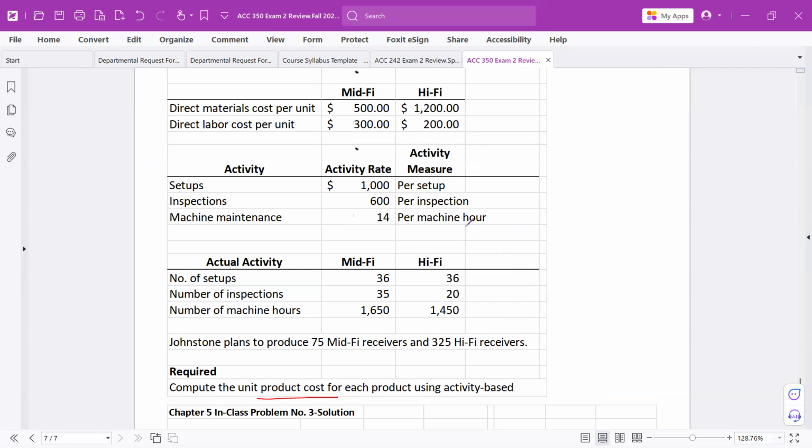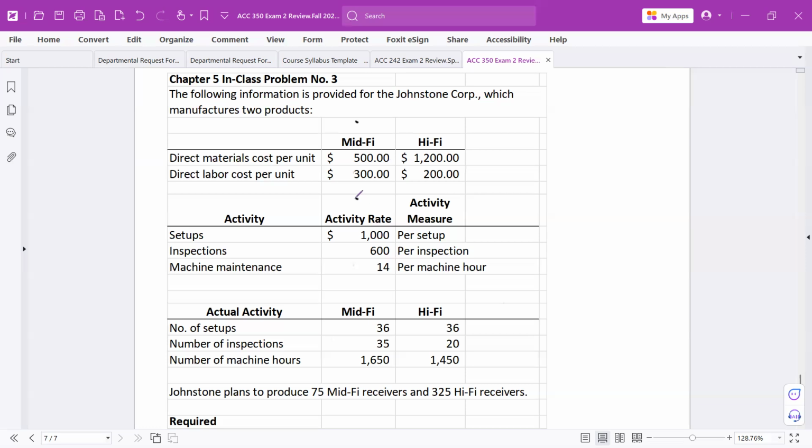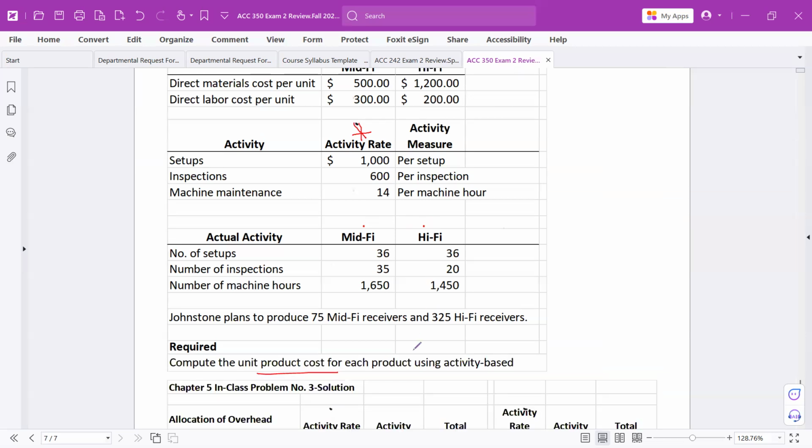So you don't have to find rates. The rates are already given. They're right here. So we have our activity rates given here. We just need to be able to use them to assign the overhead to these two products, the mid-fi and the high-fi, and then come up with a unit product cost. And remember, the unit product cost has to include materials plus labor plus overhead.